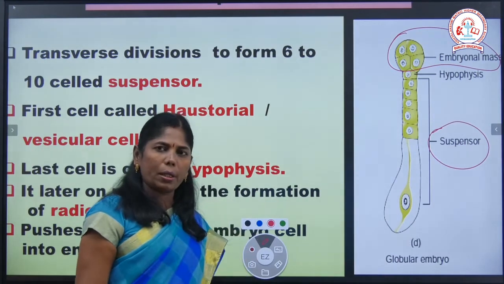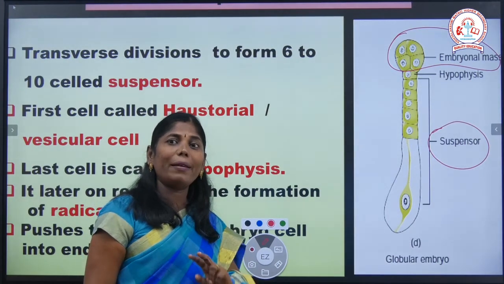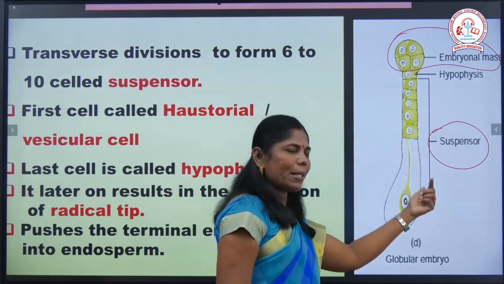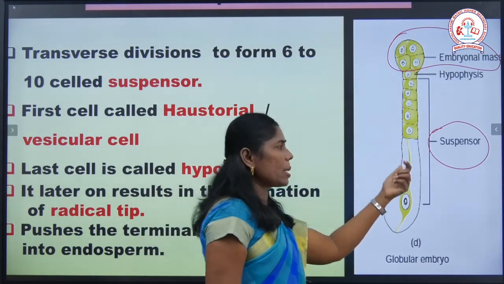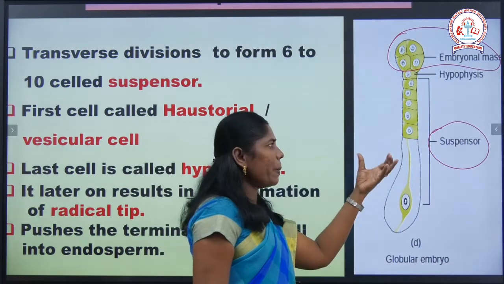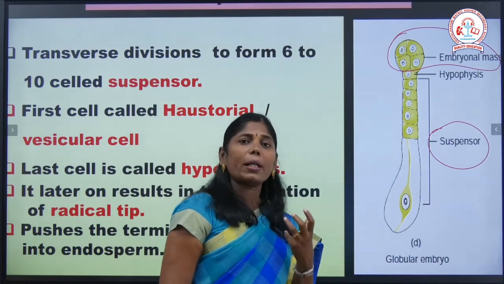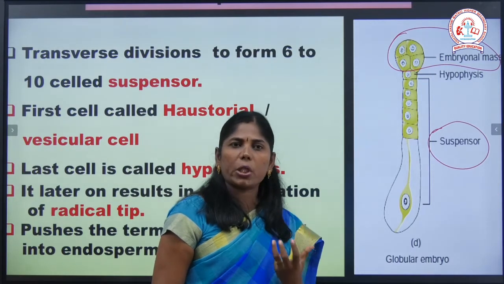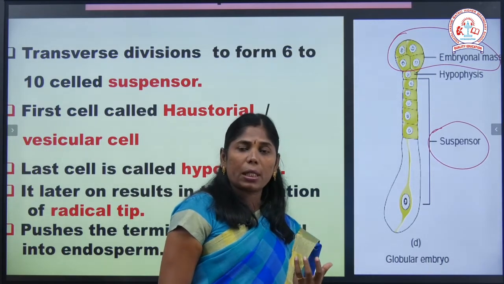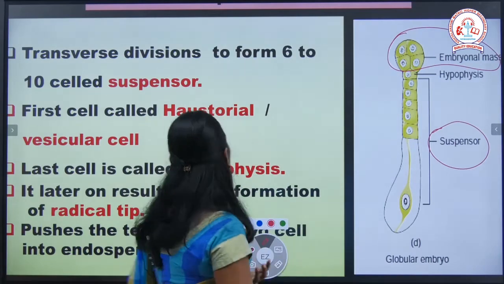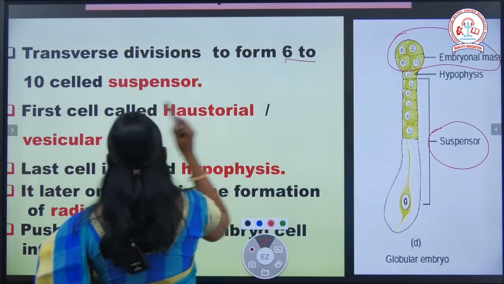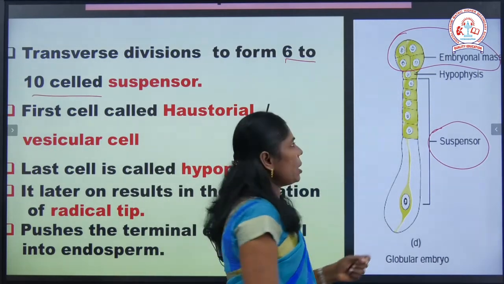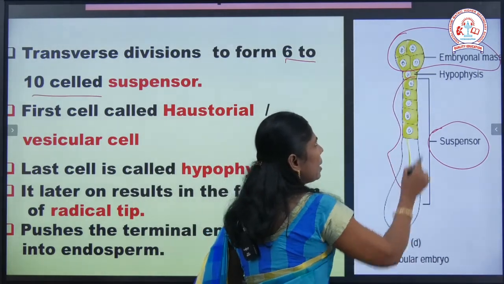The zygote undergoes a division to form 2 unequal cells. The first one, the smaller cell, we studied, and the next one, the larger cell, is known as the suspensor. The suspensor also undergoes division. What type of division occurs? It is a transverse division. After the transverse divisions, how many cells are formed? You can see that 6 to 10 cells are formed. That is the 6 to 10 celled condition.